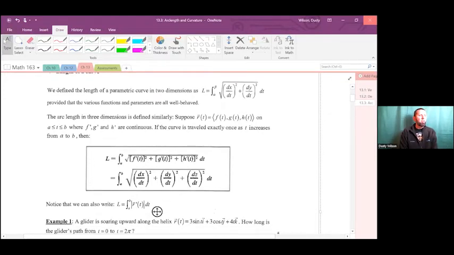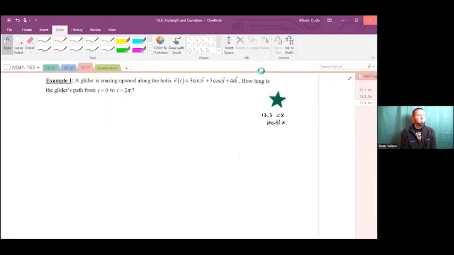Notice here that we can also write L as the integral from a to b of the absolute value of r'(t) dt. This is because the absolute value of r'(t) is the same thing as this integrand, the root up above.